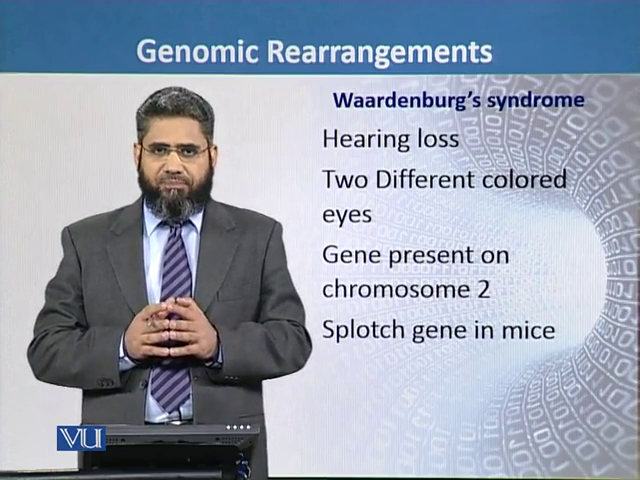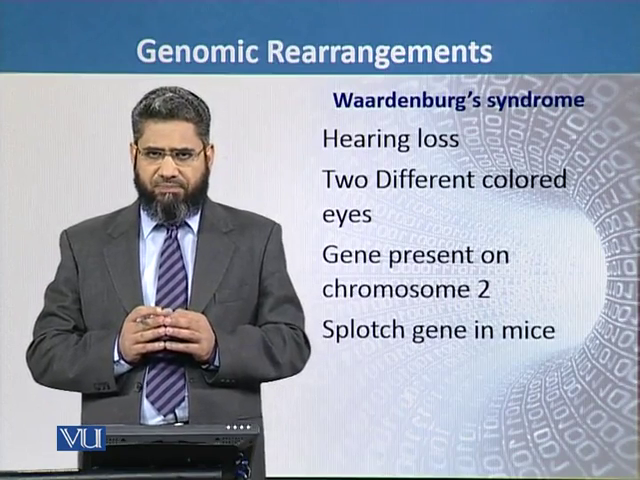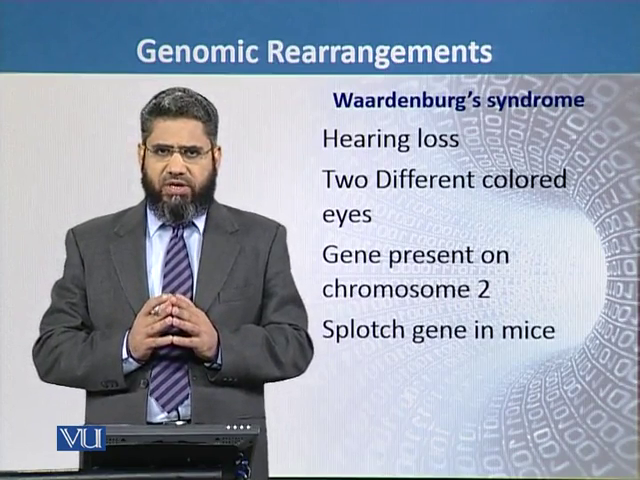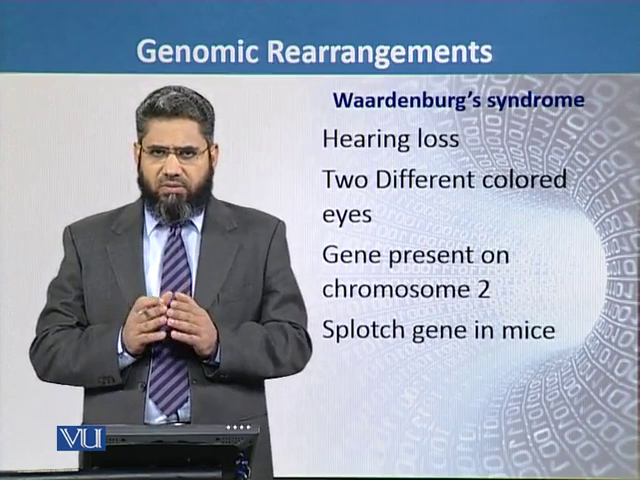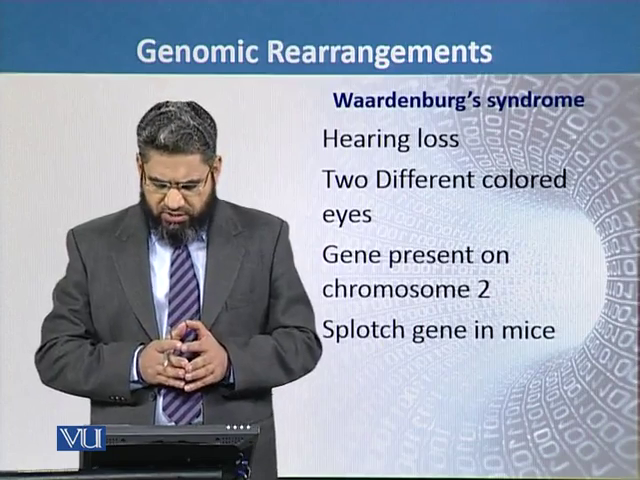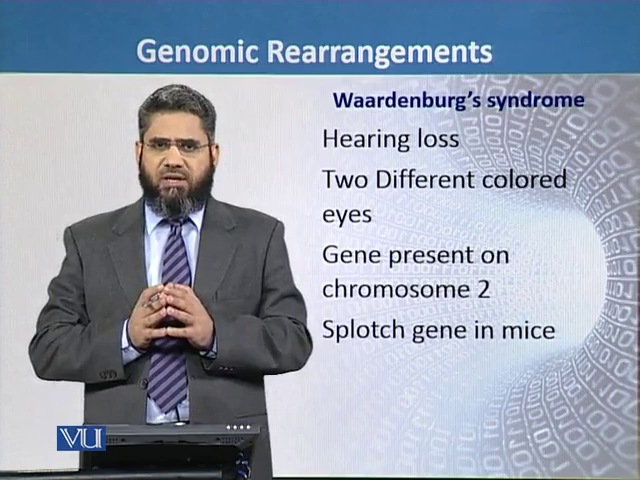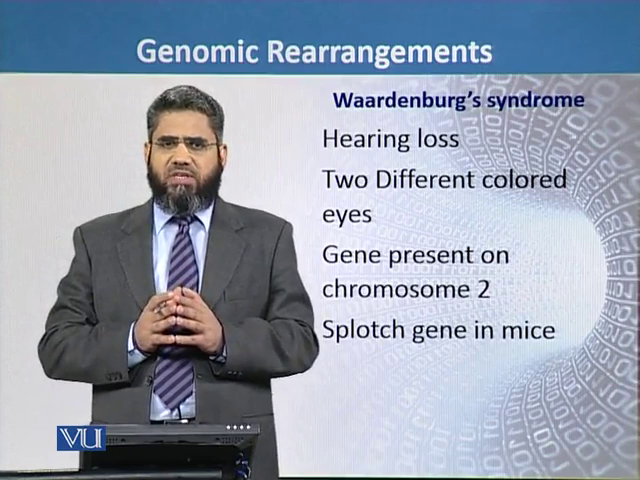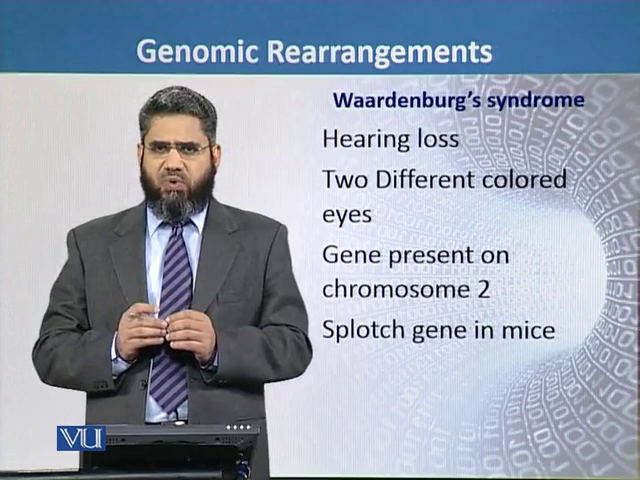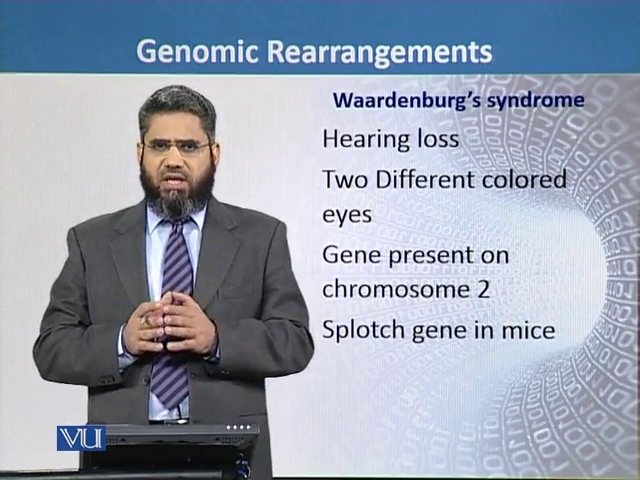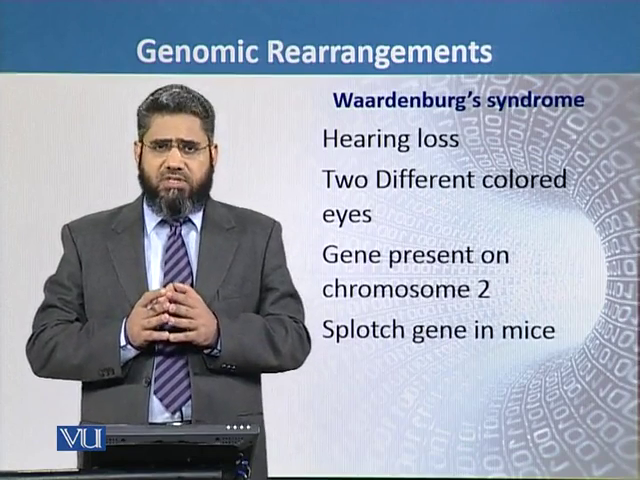The second clue was that some scientists were working on mouse mutants, and they called some of the mutants the splotch mutants, because the splotch mice also have the same pigmentary abnormalities and have white spots in patches, just like the patches in humans with Waardenburg syndrome.